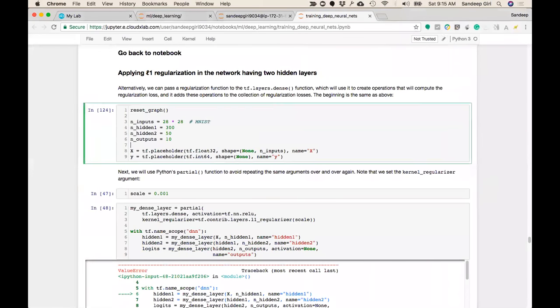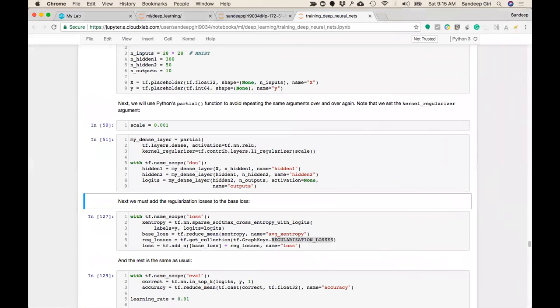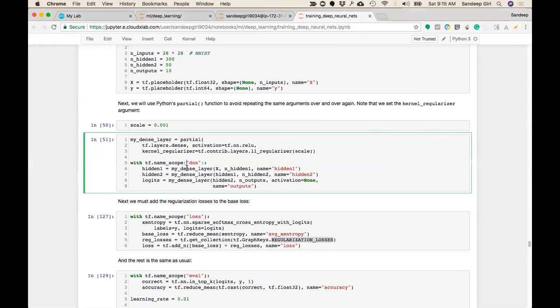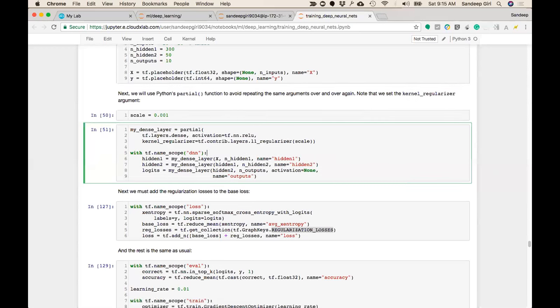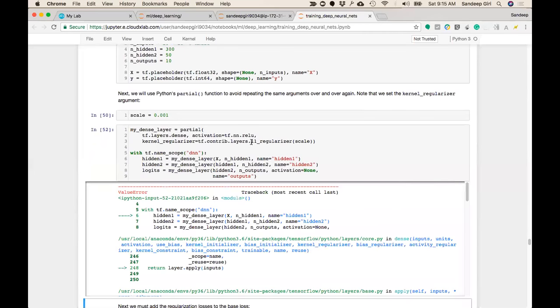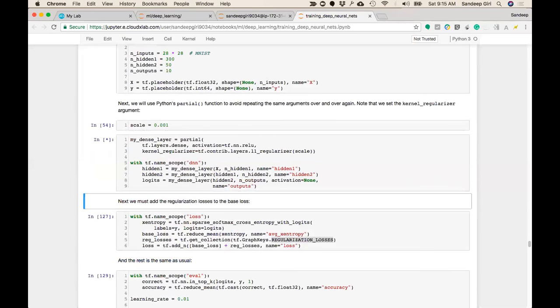Okay, let me go up. So here you can see we have defined a partial function. Partial function basically makes it easy to define a function and then call it once. If a function has common parameters and we're calling it again and again, you could always define a partial function. Okay. Now let me just reset the graph again.